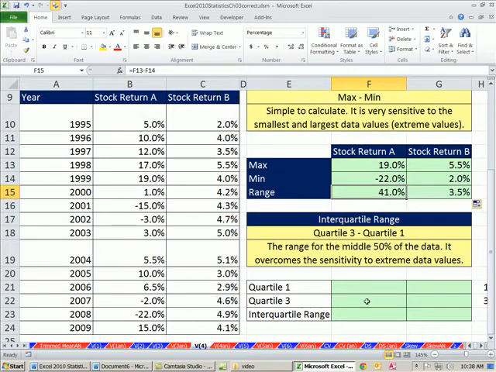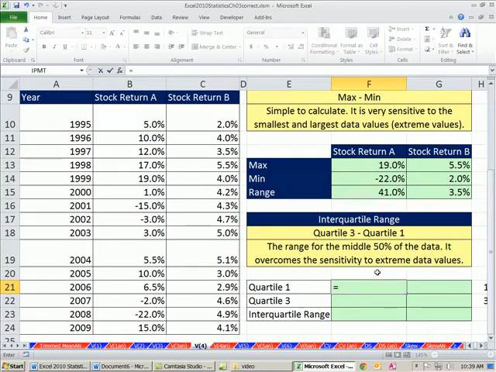Now, let's talk about interquartile range. We already saw it with our box plot. Quartile 3 minus quartile 1. What it will tell us is the range for the middle 50% of the data. It overcomes the sensitivity to extreme values.